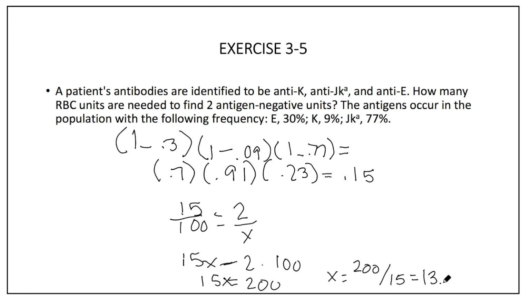And that's going to be 13 point something. And because it's a partial unit, you would need to screen 14 units of blood approximately to find 2 units that would be negative for E, K, and JKA.